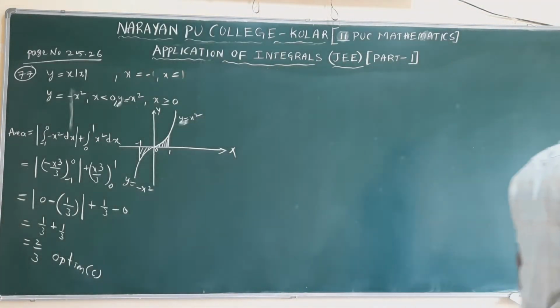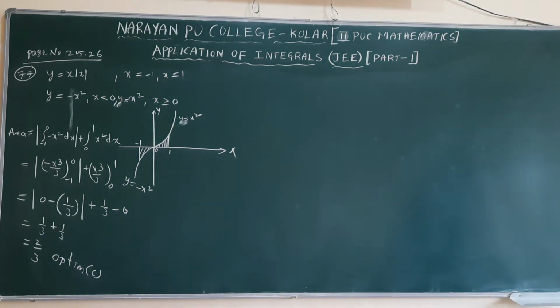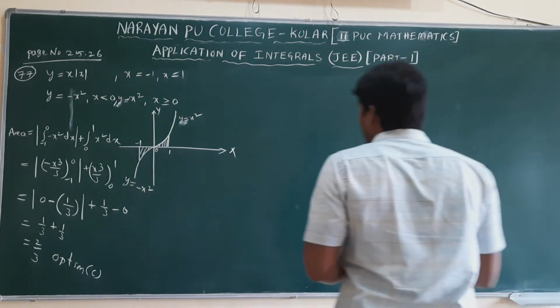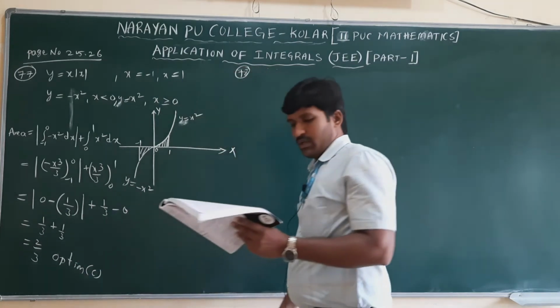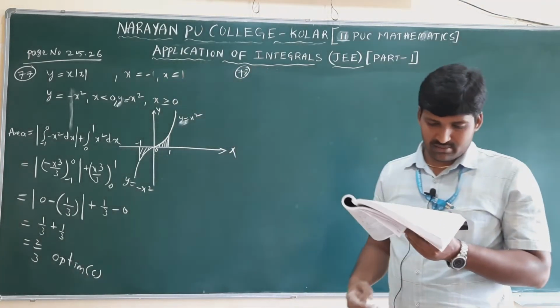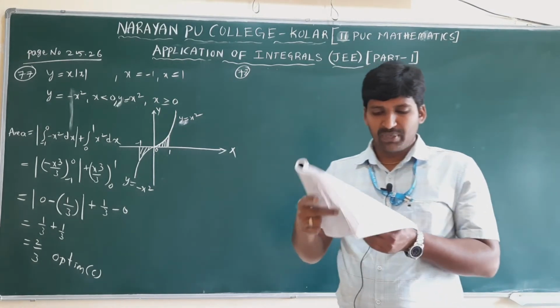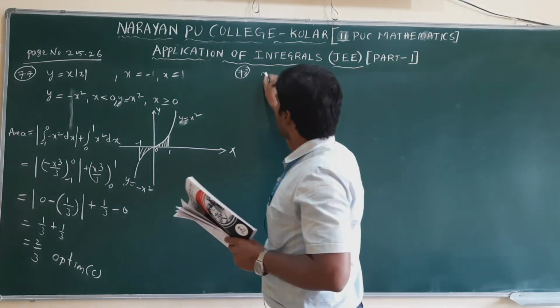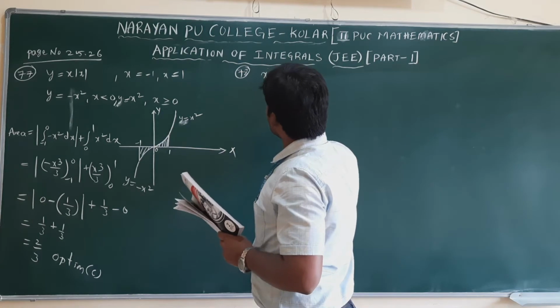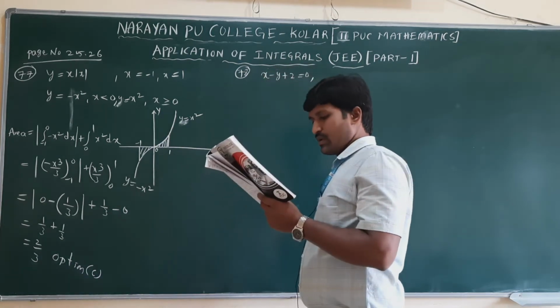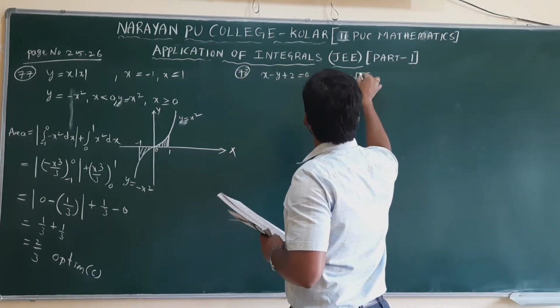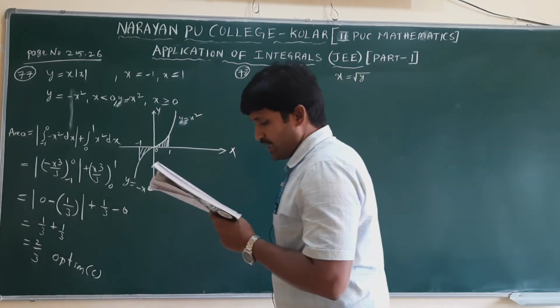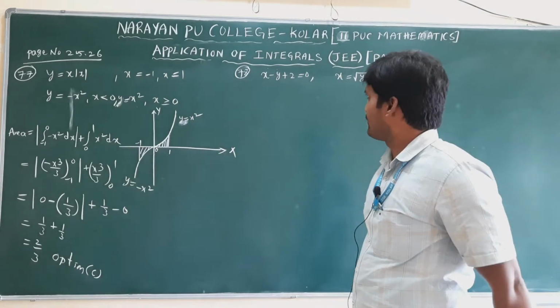When coming to the next question, question number 78. The area of the region lying between the line x minus y plus 2 equal to 0 and the curve, what is given? x equal to root y. In between this we need to find the area.